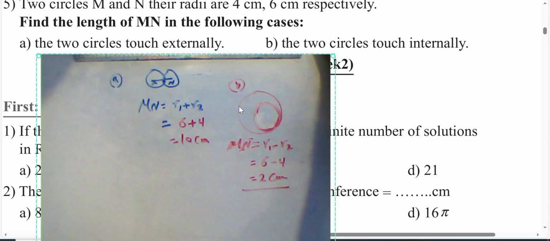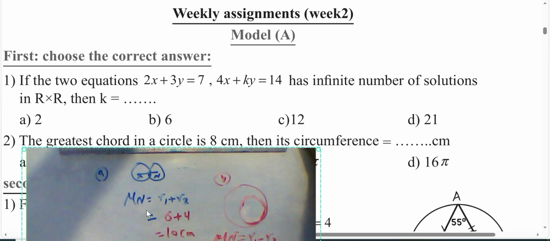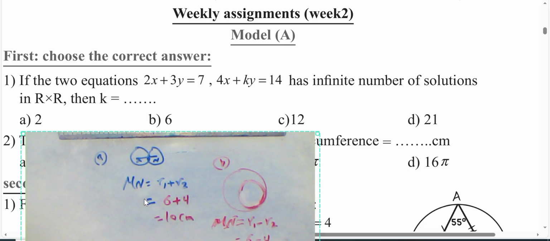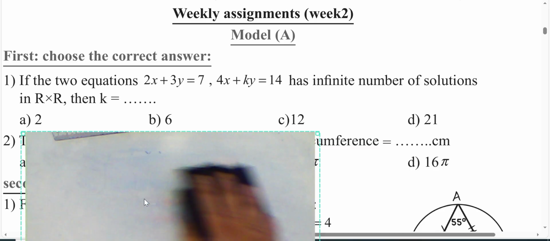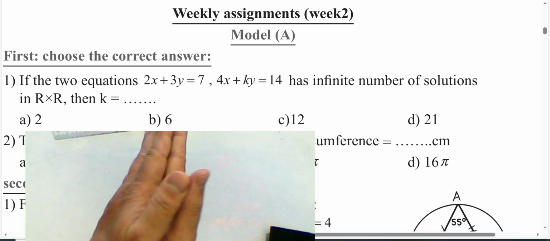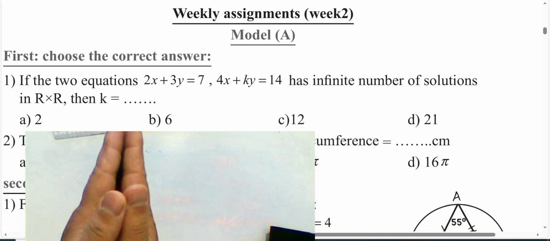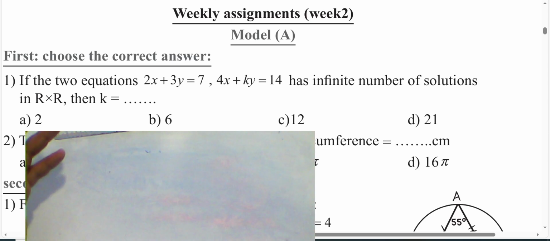Okay. Now we will solve the week assessment, week number 2. Pay attention with me, okay? First question. The two equations 2x plus 3y equals 7 and 4x plus ky equals 14 have an infinite number of solutions, meaning congruent. Two congruent straight lines. It means the coefficient of x is proportional to the coefficient of y, so you must multiply by 2 to make them equal.